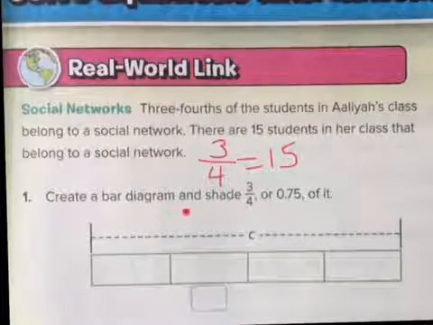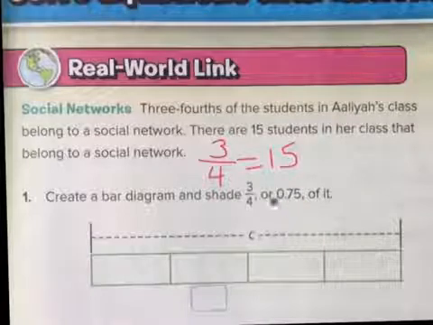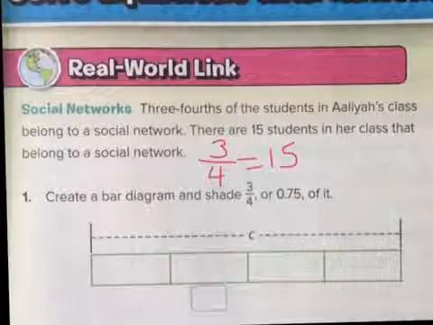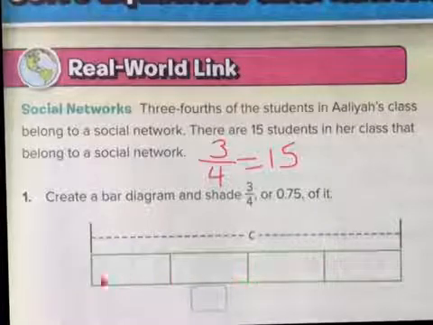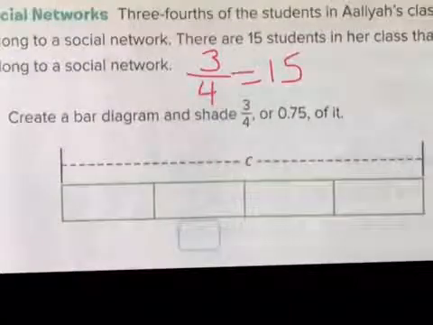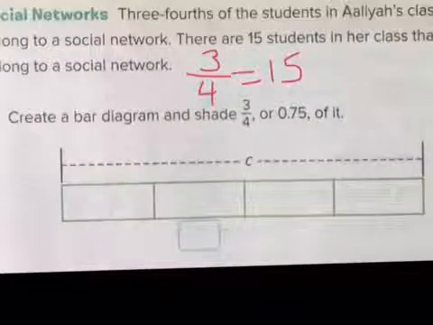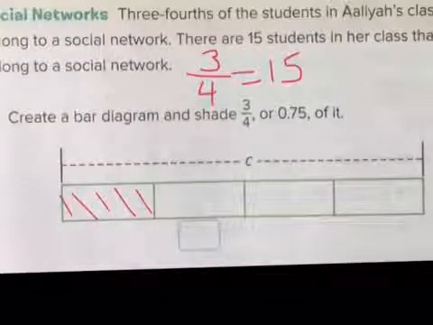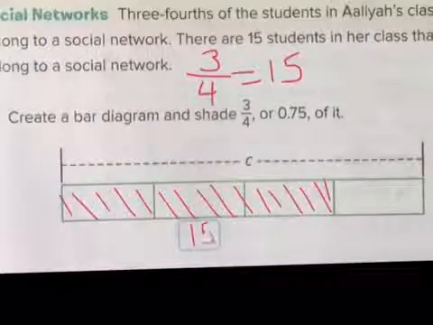Create a diagram and shade 3/4, or decimal 75%. So if this is the entire amount of students in the classroom, and we need 3 out of 4, we cut it into 4 parts. And now we're going to shade in 3 parts of it. 1, 2, 3, because 3/4. And that we know is 15.